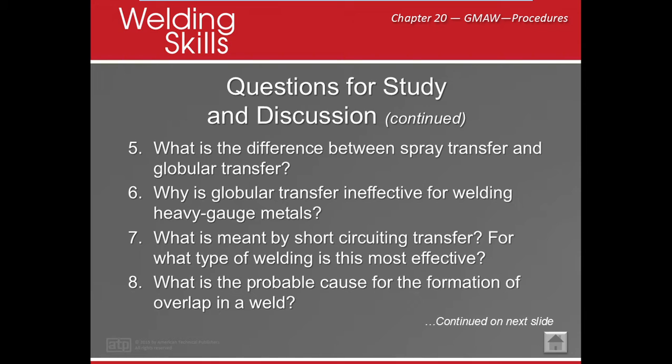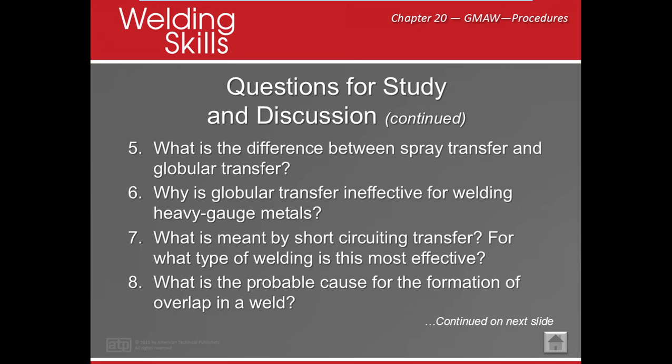So why is globular transfer ineffective for heavy gauge metals? Well, it's ineffective because the arc is really poor. There's poor penetration. There's a lot of spatter. It needs a lot of cleanup. And you can only do it in flat and horizontal fillet welds. So it's not really effective.